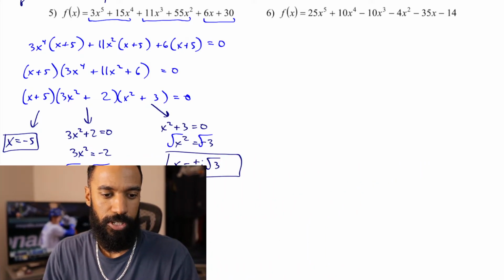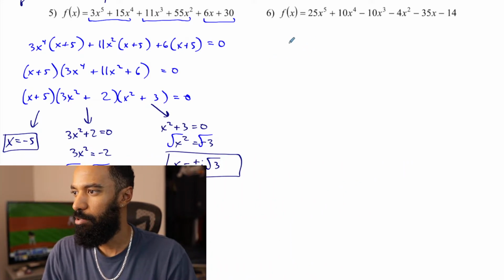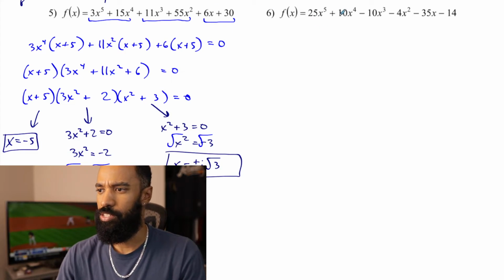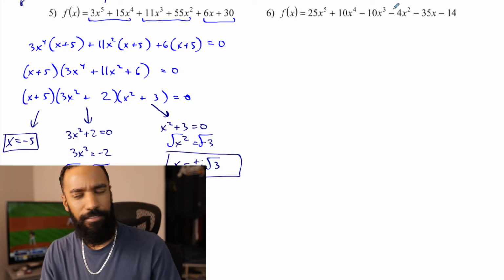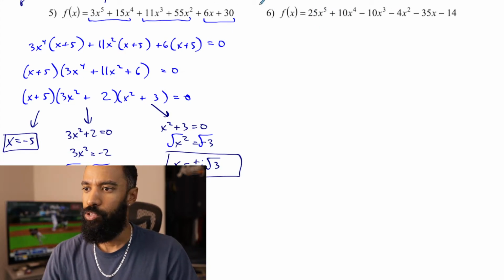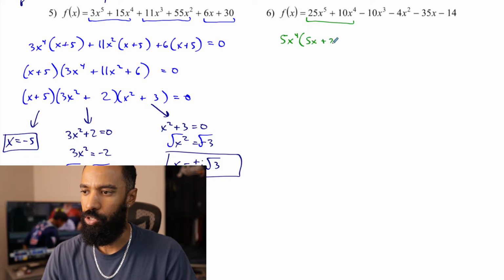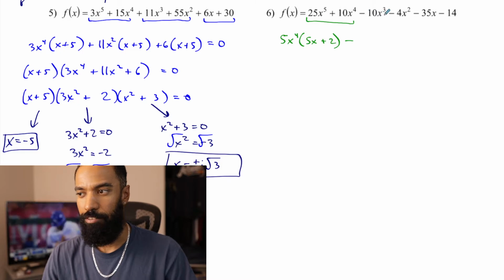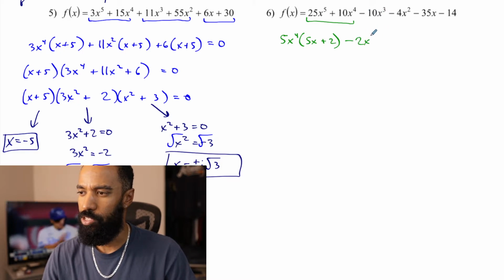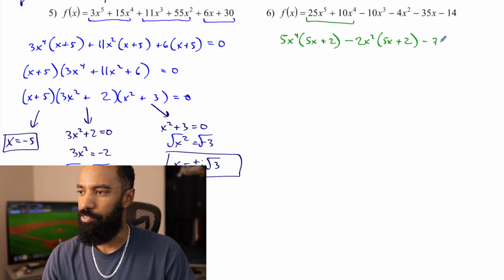All right, number 6. Looks like I could maybe factor by grouping again. It looks like this is always 5 halves times more, if you will. So I'm going to begin by factoring by grouping here, see what we can do. If I factor out a 5x to the 4th on the first guy, I have 5x plus 2. If I factor out a negative, remember, got to get that negative out there, it looks like 2x squared. I also get what looks like 5x plus 2. And then a negative 7 here, I get 5x plus 2.